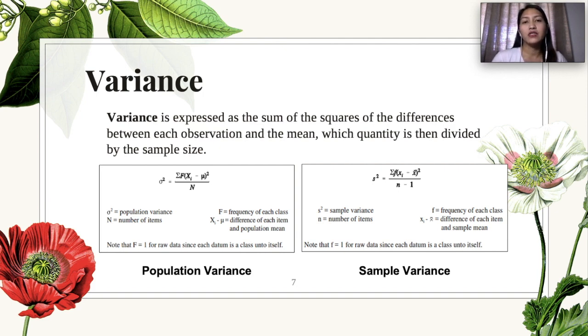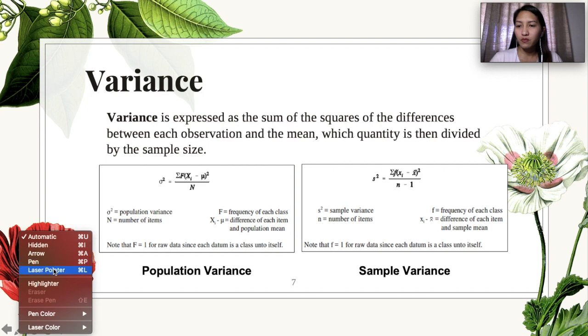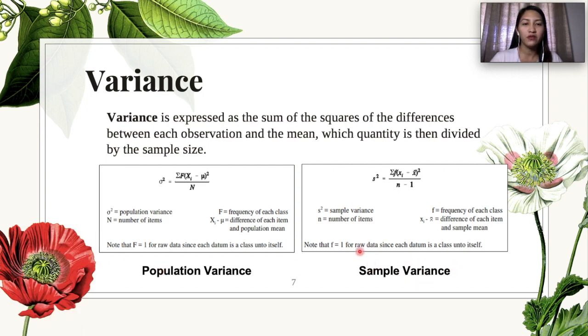Ang variance, ito ay sum of the squares of the differences between each observation and the mean, which quantity is then divided by the sample size. Kaya mapapansin ninyo, yan ay reflected dito sa ating formula. By the way, meron tayong population variance, as you can see here. And another one is the sample variance. Sa population variance, ito yung formula niya. Sample variance, ito naman yung formula.